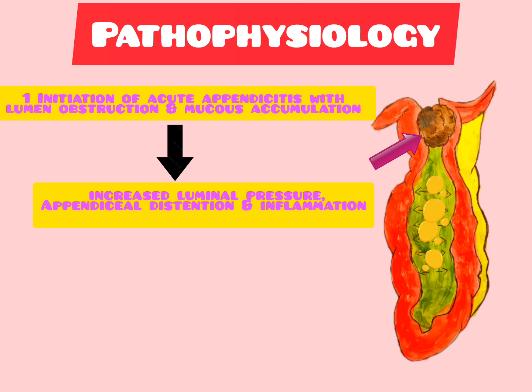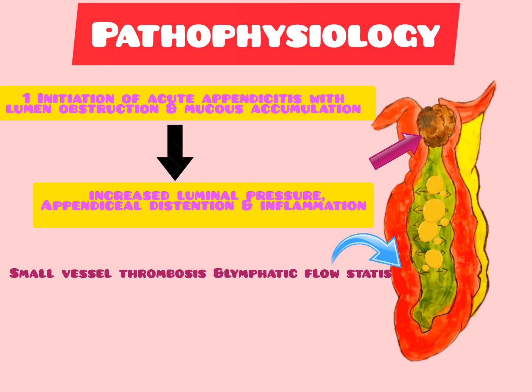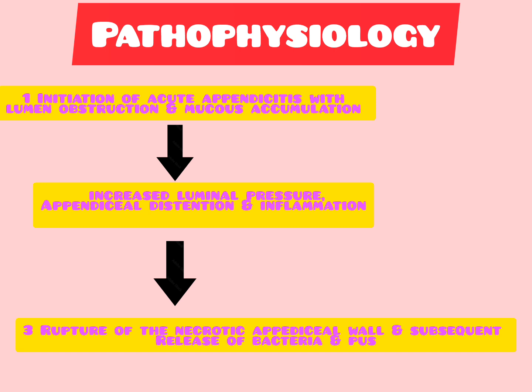This leads to increased luminal pressure, appendiceal distention, and inflammation. What will happen if luminal pressure increases? It causes small vessel thrombosis and lymphatic flow stasis. It results in tissue ischemia and bacterial buildup, rupture of the necrotic appendiceal wall, and subsequent release of bacteria and pus. Now the appendiceal wall is very fragile due to necrosis or ischemia. Then it will rupture and release bacteria and pus into the peritoneal space. Perforation of the appendix into the peritoneal space leads to abscess, phlegmon, and generalized peritonitis.